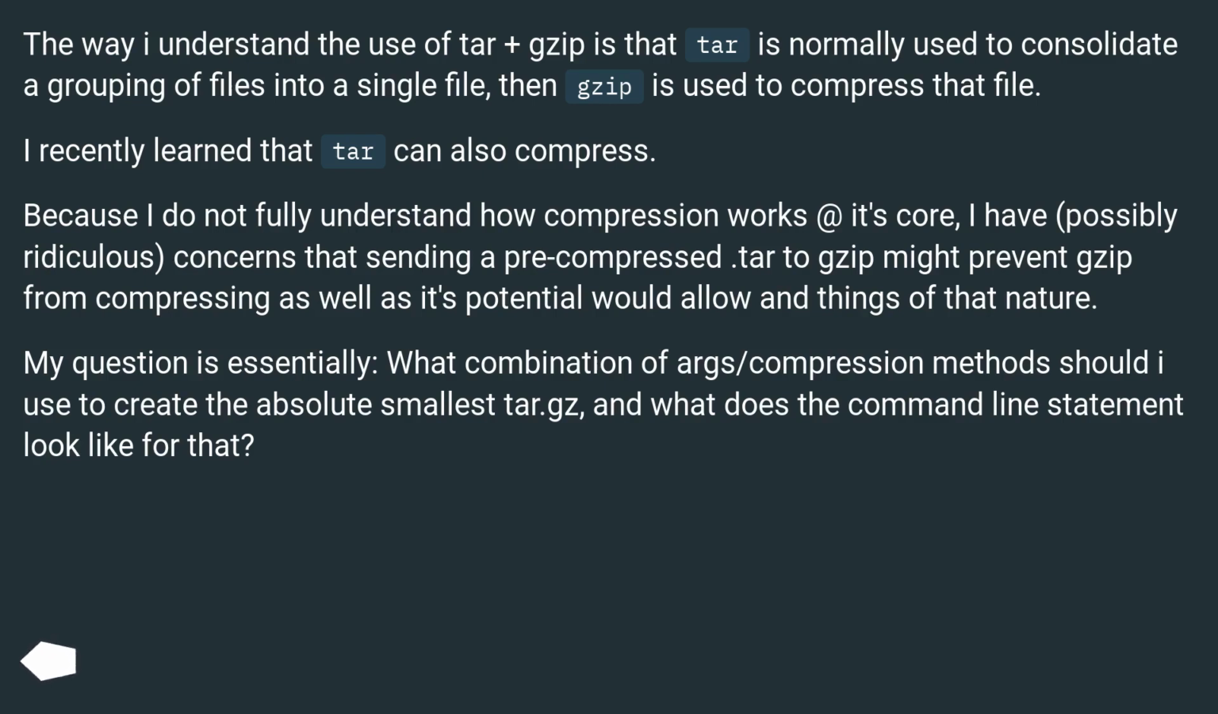Because I do not fully understand how compression works at its core, I have, possibly ridiculous, concerns that sending a pre-compressed tar.gz might prevent gzip from compressing as well as this potential would allow, and things of that nature. My question is essentially, what combination of args/compression methods should I use to create the absolute smallest tar.gz, and what does the command line statement look like for that?